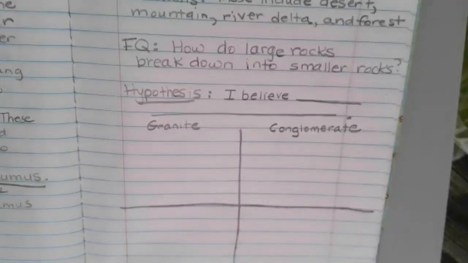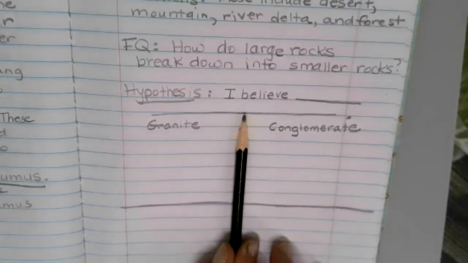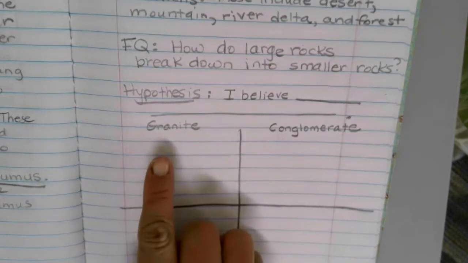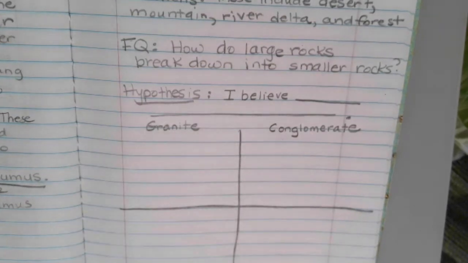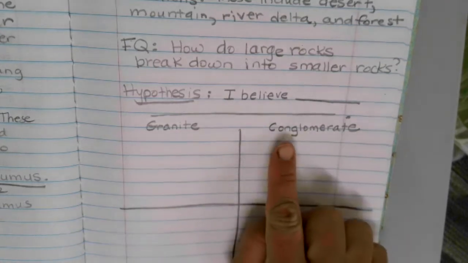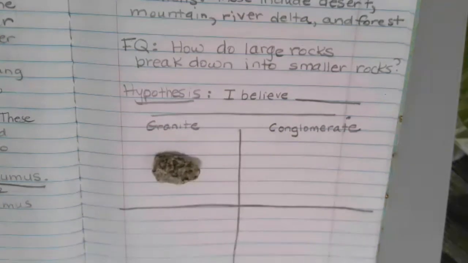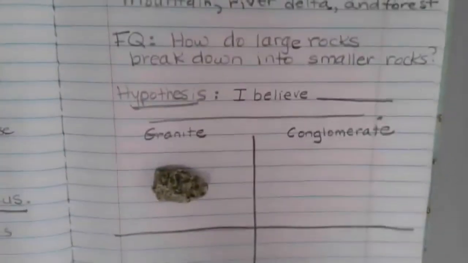Okay, now what I want you to do is make a grid, just like I have here. Make 2 lines, one up and down and one across your page. And in one, I want you to write the word granite, and on the right, I want you to write conglomerate. Now, this is granite. I'll even zoom in for you.